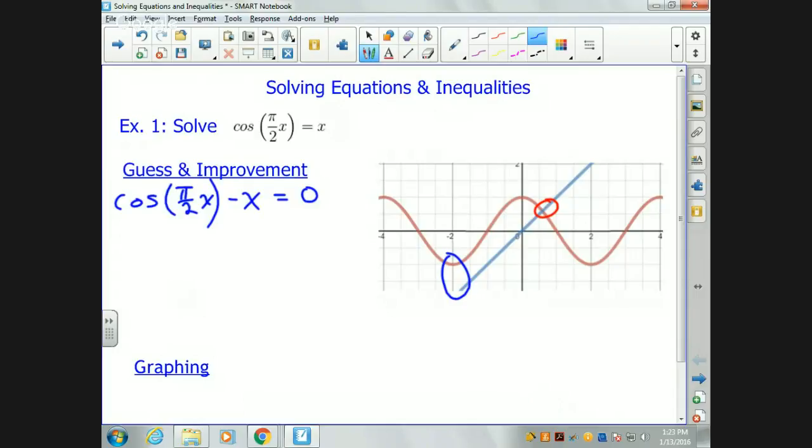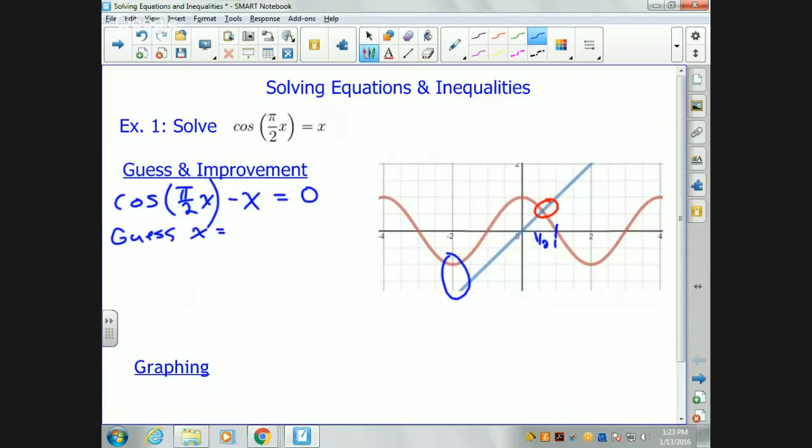This is called a guess and improvement strategy in the textbook. You might call it guess and check. Obviously, for this difference to equal 0, both of the values have to be the same. So we can estimate on our graph a value where these two things are the same. I guess 1 would be over here, and 0.5, or 1/2, would be over here. So I'm going to guess 0.5. That's our guess.